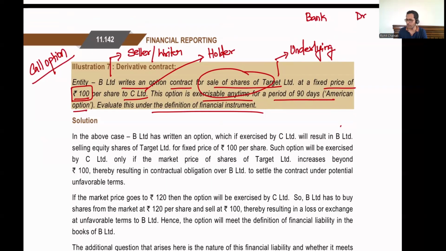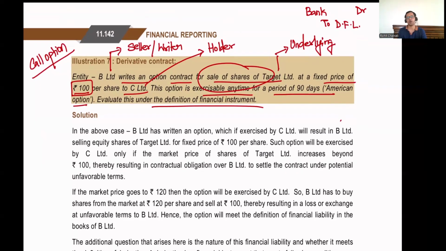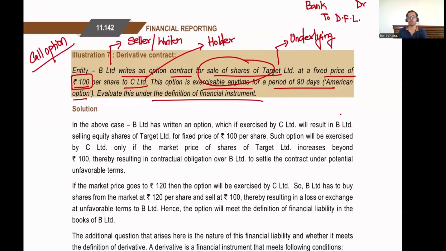The journal entry will be bank account debit to derivative financial liability. Any premium that B Limited has collected from C Limited on the initial date will be regarded as a derivative financial liability. We saw why it is a derivative financial liability in our earlier examples. So that is with regards to illustration number 7.